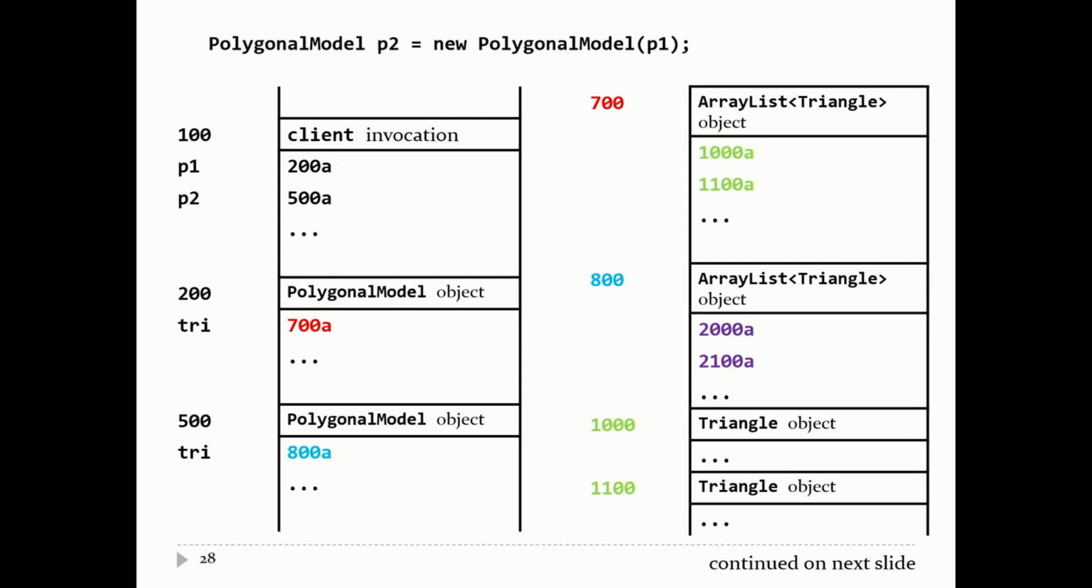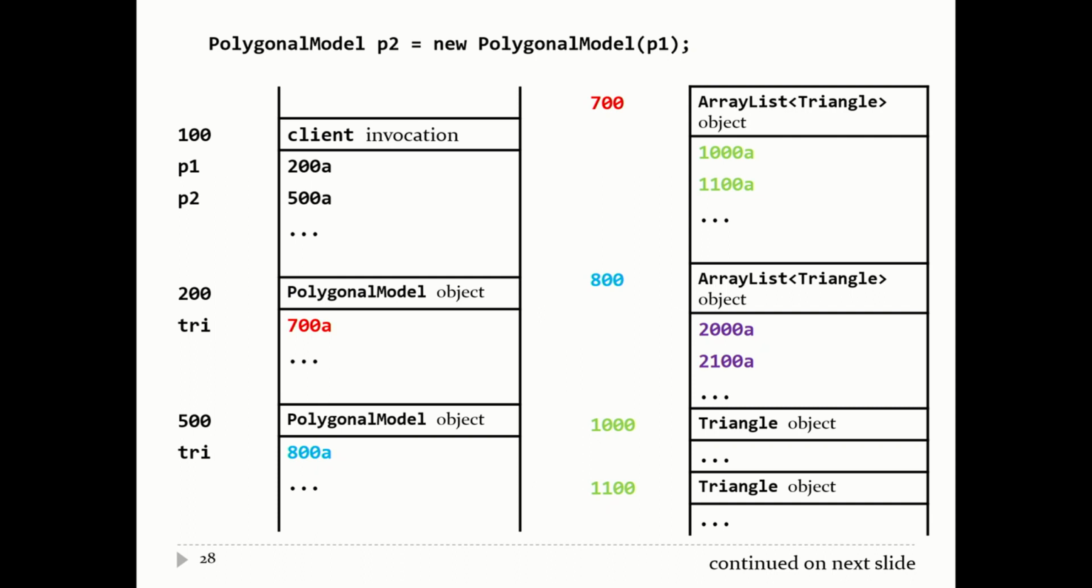And now the picture looks like this. It actually spans another slide. So there's P1, there's P2. The copy constructor runs, so P2 gets created, and we make a copy of that list. So we make a deep copy of this list. So we make a new list. So there's our new list.